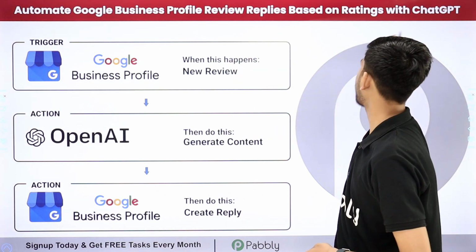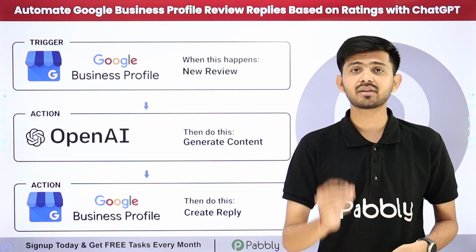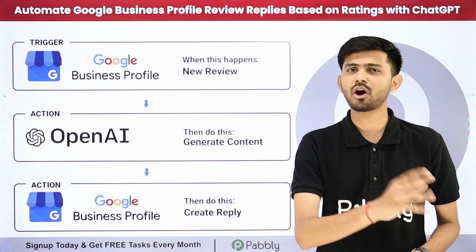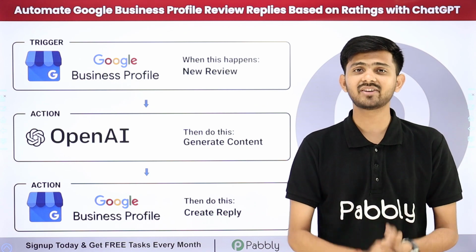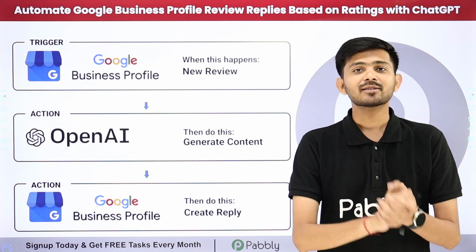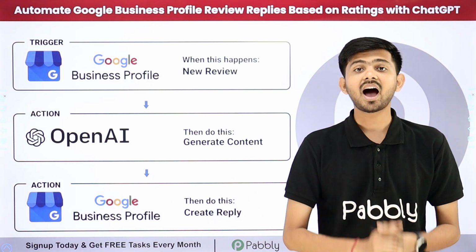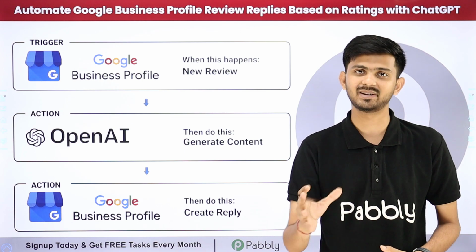On the video's topic, how to automate Google Business Profile review replies based on ratings with ChatGPT. So here I'm running my business and I've added my business on Google Business Profile. Now, as I'm receiving a lot of reviews, I want to automatically reply to the reviews that have a rating greater than 3 stars. I'm considering 3 stars as a positive review, and I want to automatically generate the reply for these reviews by using ChatGPT.